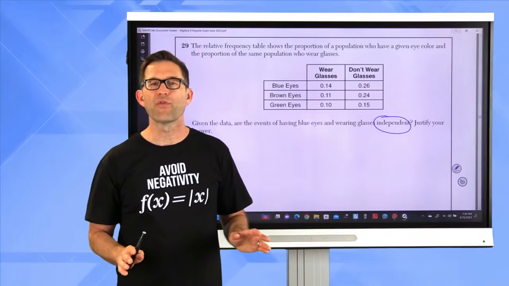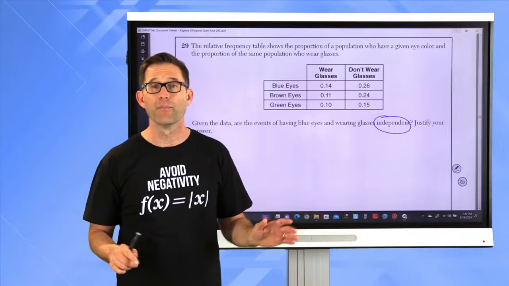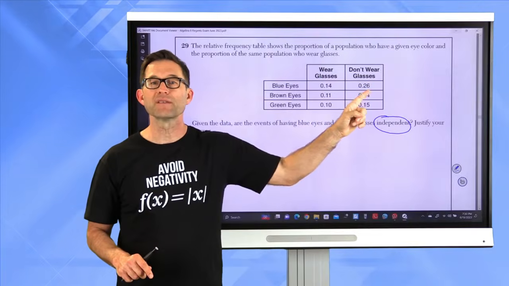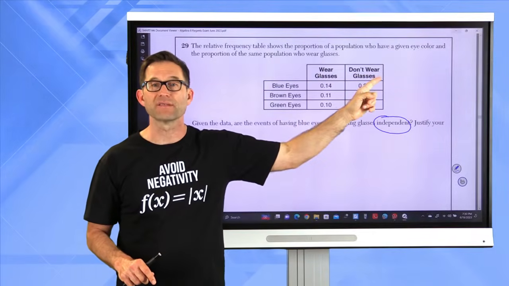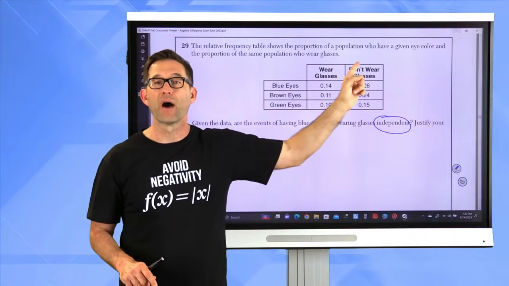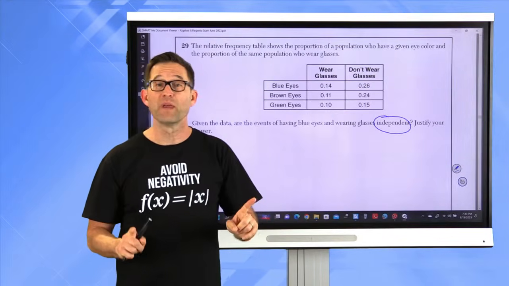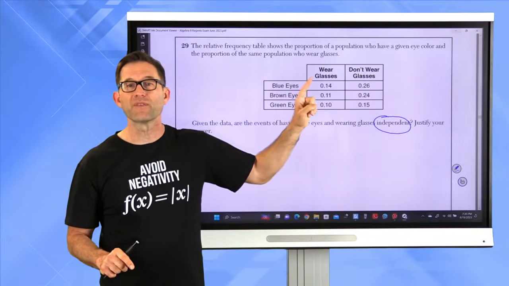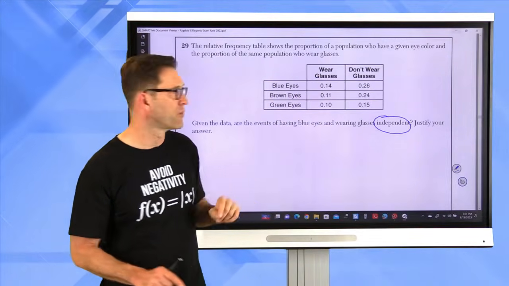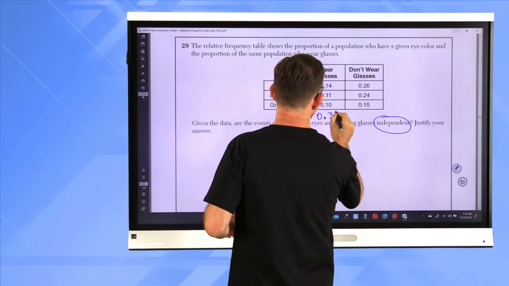And I almost want you to think about it like this. Almost imagine that you have 100 people in a room. 14 of those people have blue eyes and wear glasses. 26 of those people have blue eyes and don't wear glasses. 11 of them have brown eyes and wear glasses, and 24 have brown eyes and don't wear glasses, etc. So the total number of people who wear glasses will be 14 plus 11 plus 10, or 36%. So if I total this, whoops, not 36, 35.